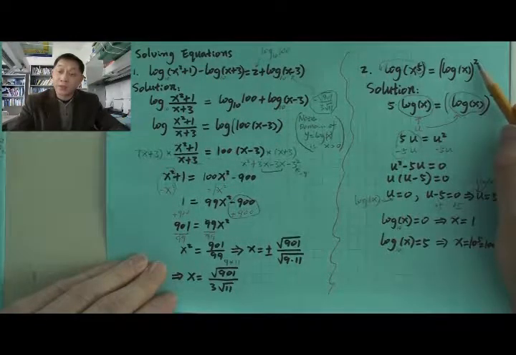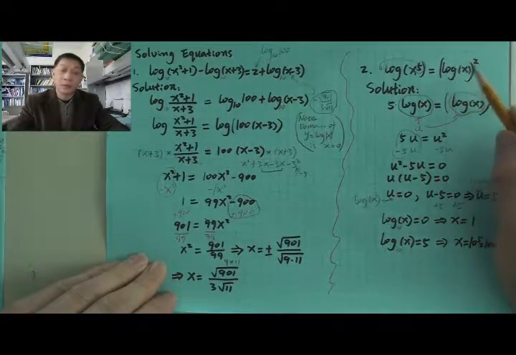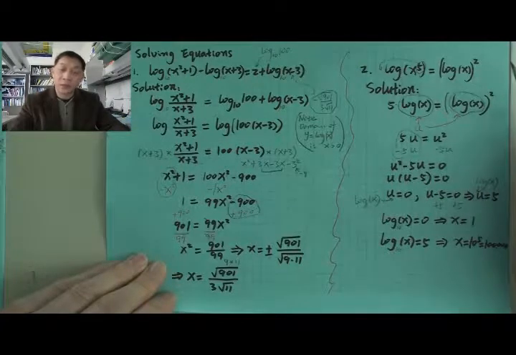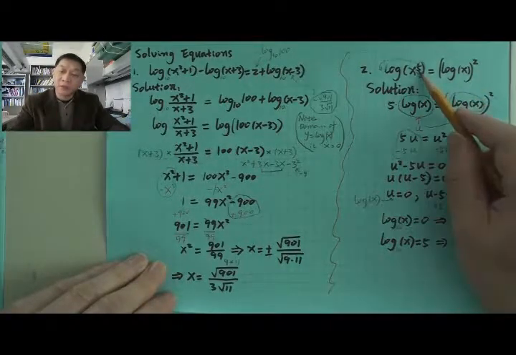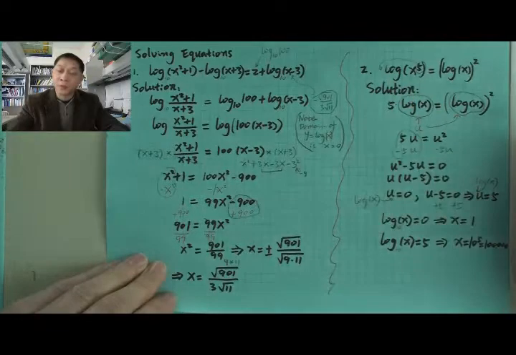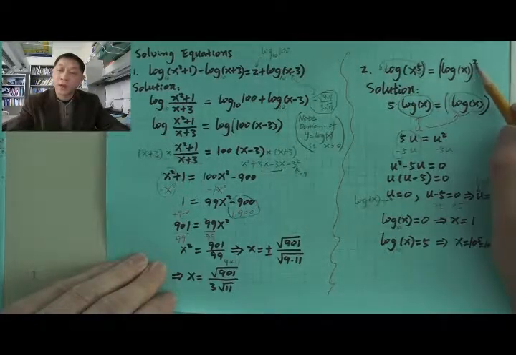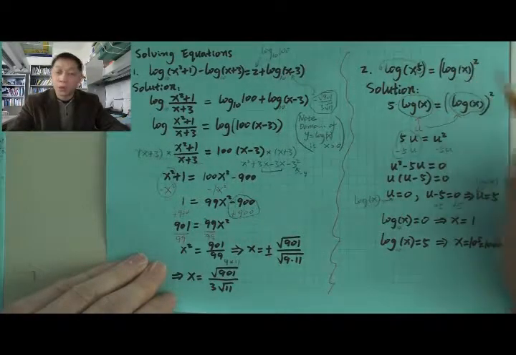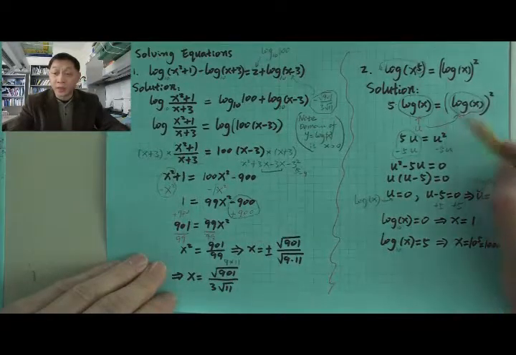You cannot take this 2 down to the front. That doesn't make sense. It has to be 5 here, then you can bring it down. Here, this squared x are all inside the log, so you cannot bring it down. Okay.